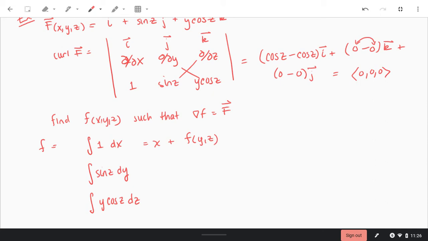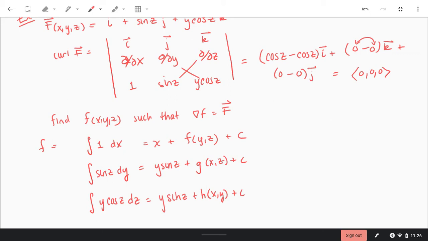Okay, so the integral of 1 would be x plus possibly some function of y and z, plus c, right? Or k, I think your book uses. The integral of sine z with respect to y would be y sine z plus some function possibly of x and z plus a constant. And the integral of y cosine z with respect to z, the integral of cosine would be sine, and that y is a constant, so that's working out nice. Y sine z plus, oops, you know what? I did f twice. I'm going to do g there. Okay, plus h of x and y plus c.